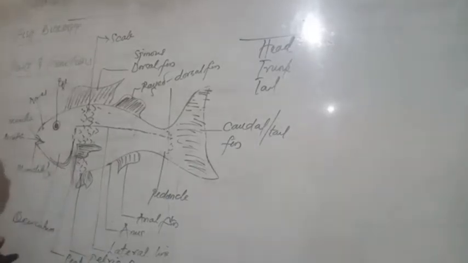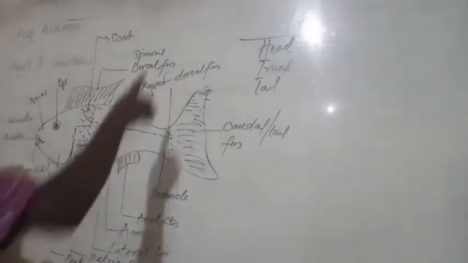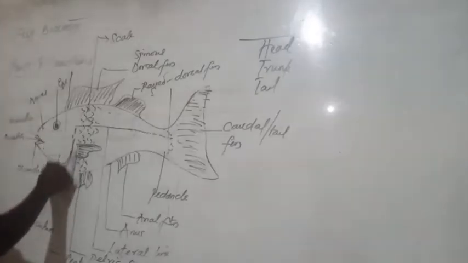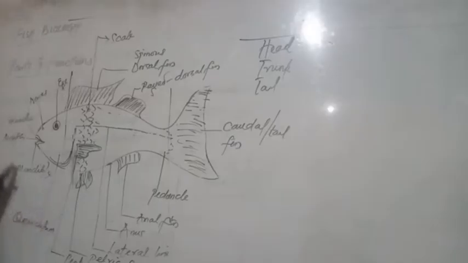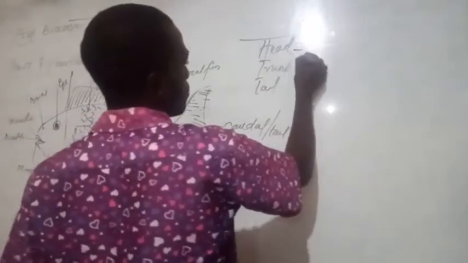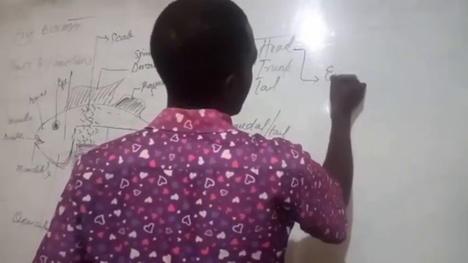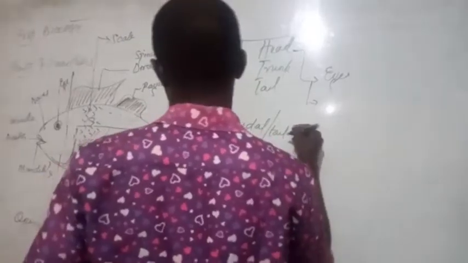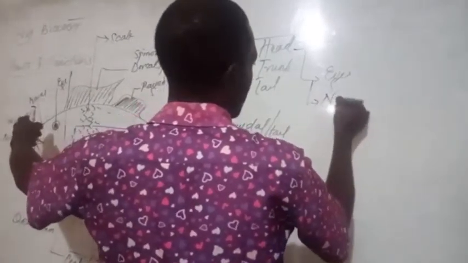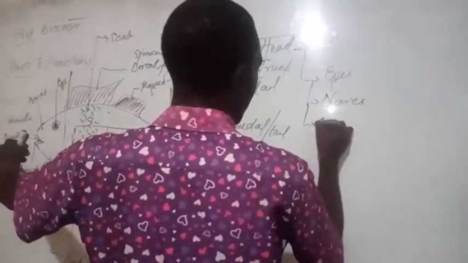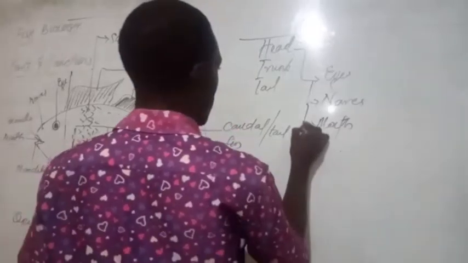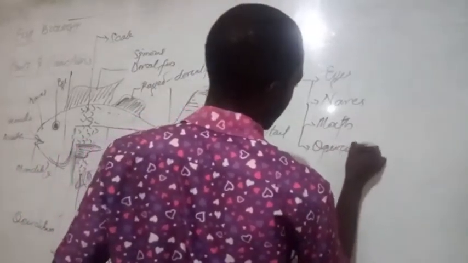Now, the head region is around here, where you're going to have the operculum, the mandible and the maxilla, the mouth, the nares, and the eyes. So in the head, basically, I have the eyes, the nares, the mouth, and the operculum.